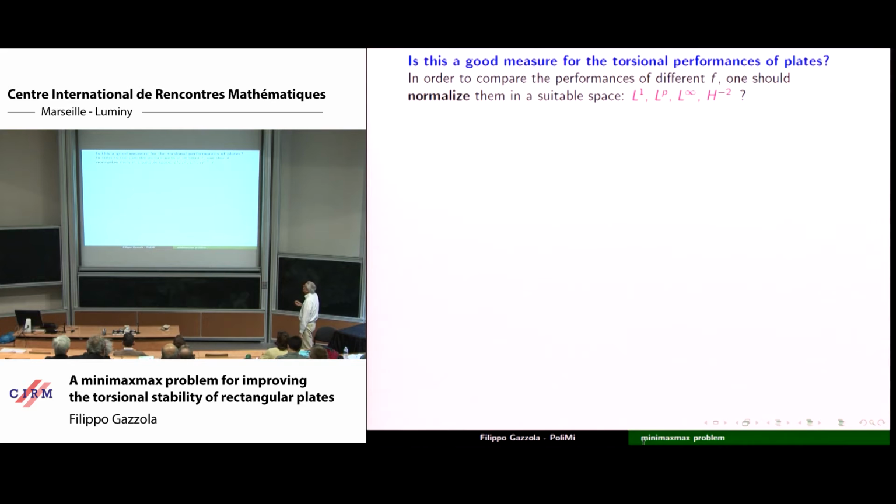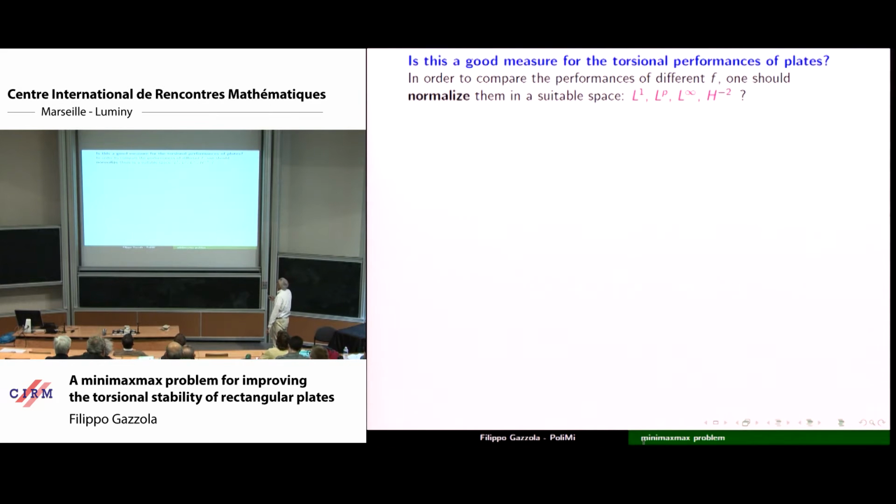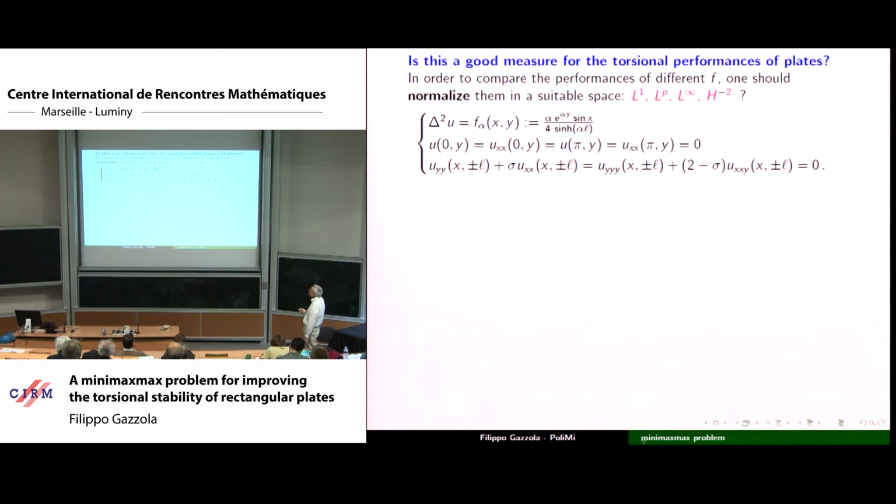And first of all, of course, the gap function, as you saw here, depends on f, so it depends on the load that you put on the plate. So first of all, you would like to normalize f in some space, and then try to see what's going on for the corresponding gap function. And this is the first toy example.